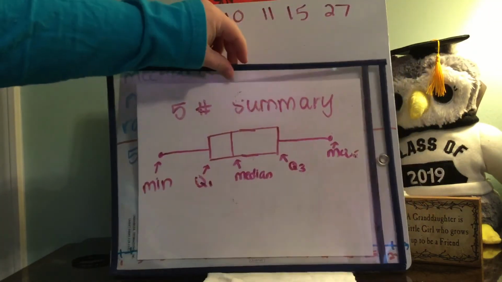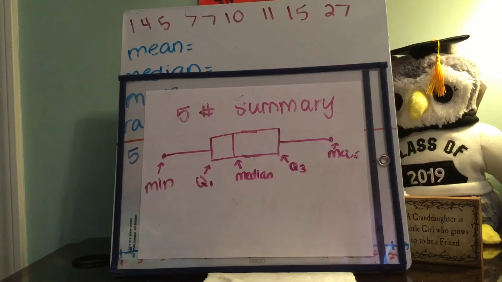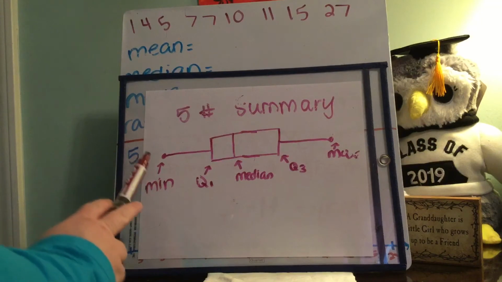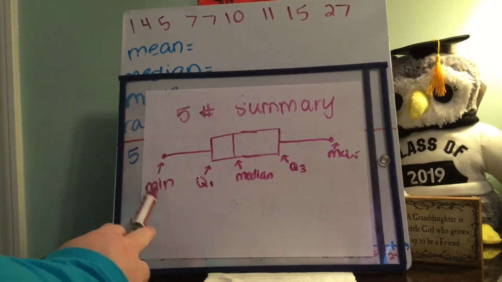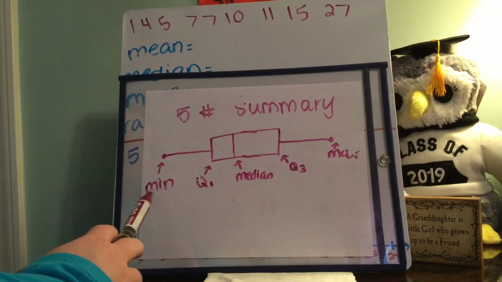We're also going to be talking about something called a 5-number summary. This is also called a box and whisker plot. So if you've heard of it referred to as a box and whisker plot, they mean the same thing. The reason that this is called a 5-number summary is because it uses 5 data points. So the first data point, which is the point all the way over on the left-hand side, that's going to be your min, which is just the smallest number in your data set.